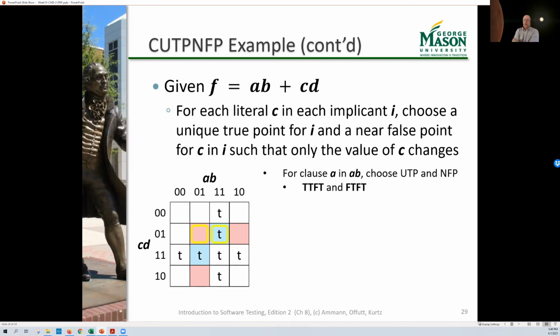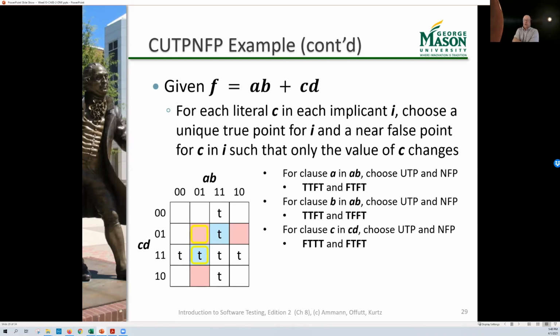All right, so we chose for A and AB these 2 points. For B, we chose those 2. For C, we chose those. For D, we chose those. And instead of having a maximum of 2, 4, 6, 8 tests, if none of them overlapped, we've actually satisfied all of this with just 5 tests. So we've been optimizing a little bit in our selection of tests, trying to save ourselves some work.